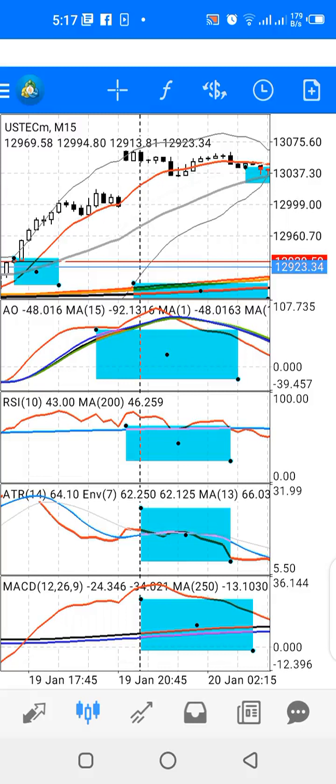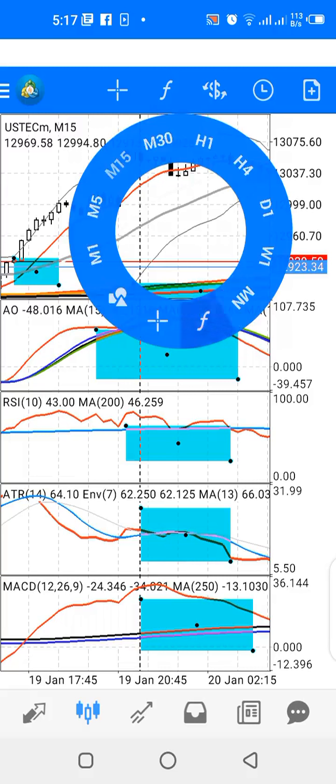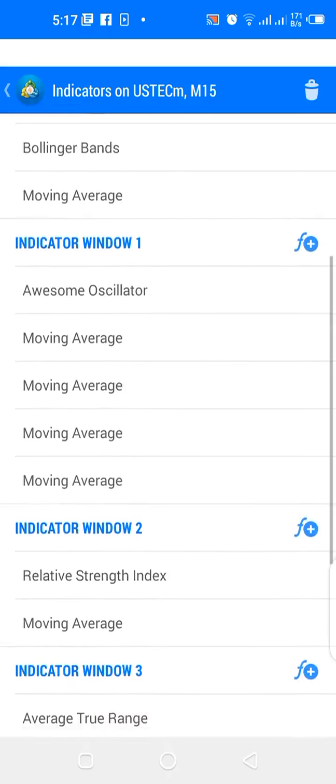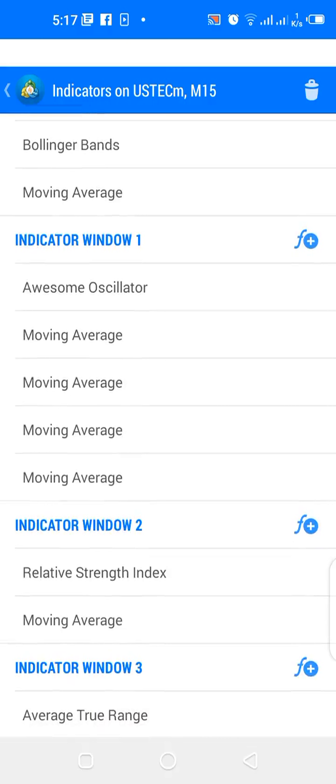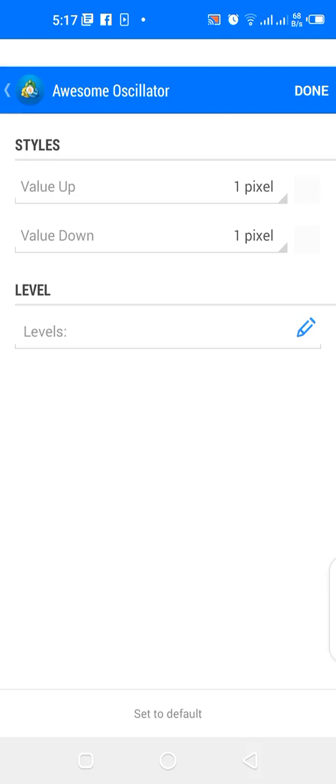Now let's go to indicator window 1. Let's look at the settings. For indicator window 1, we have awesome oscillator, then we have moving averages. For the awesome oscillator, let's look at the settings. Okay, there is no color. The color will match the background color of your chart.